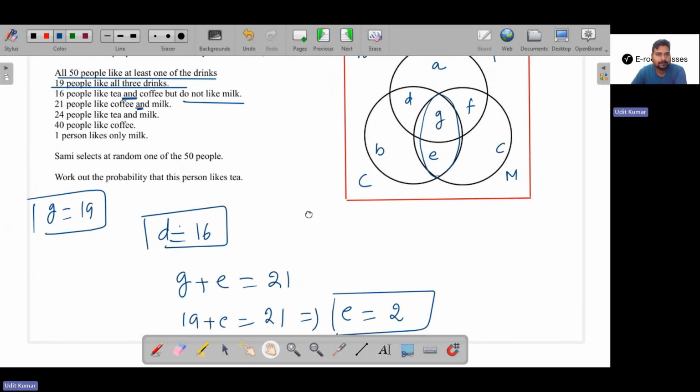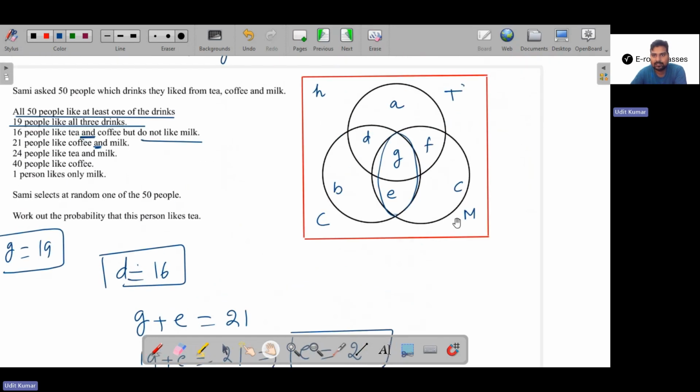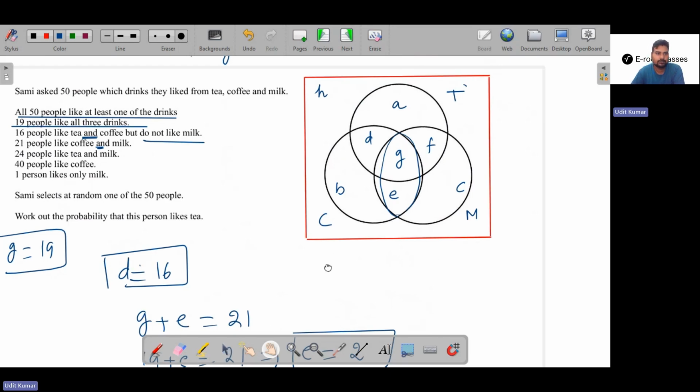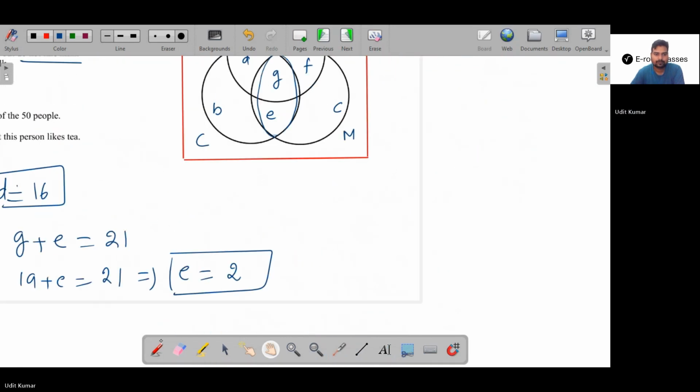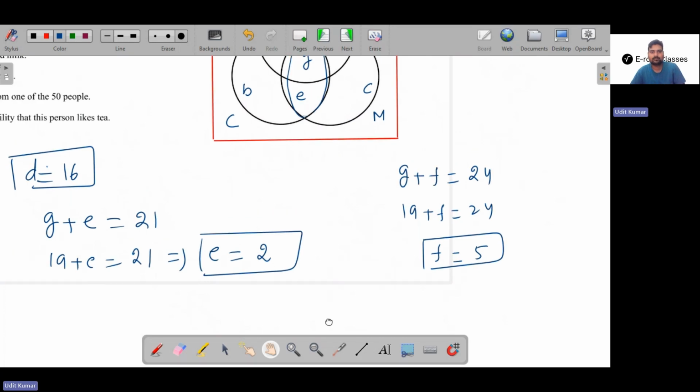Then what is given? 24 people like tea and milk. Again, and means they're talking about the common part. So G plus F should be 24, and you already know G is 19. So 19 plus F is 24, which means F is 5.